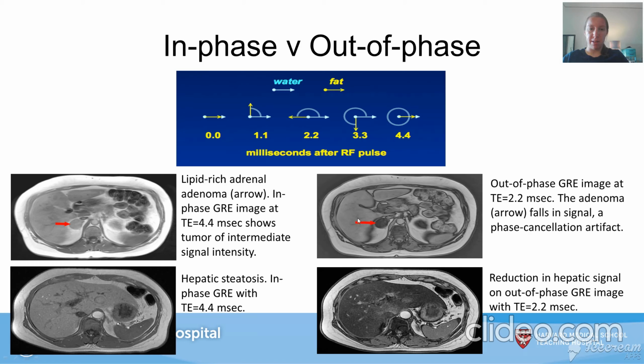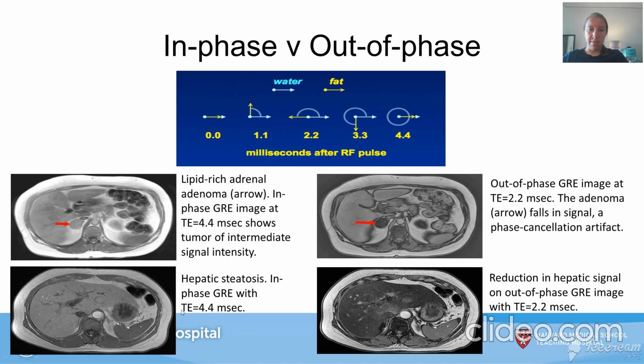These two images at the top here are showing a lipid-rich adrenal adenoma, where the arrow is. Same patient, just two different images acquired at two different times. This is at a TE of 4.4, and it shows the tumor of intermediate signal intensity. And this over here is the image taken at 2.2, so when they're out of phase with each other. And you'll see a phase cancellation artifact in this case.